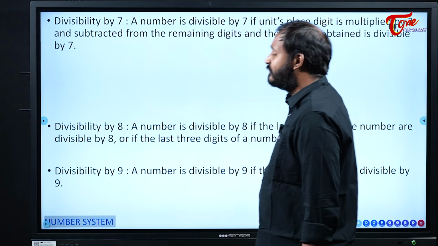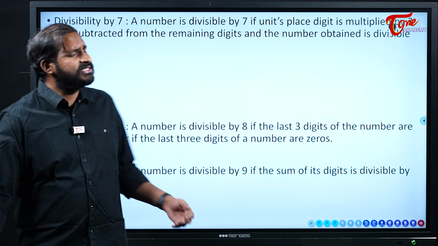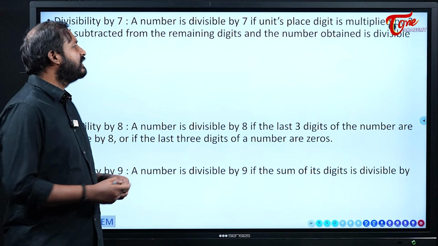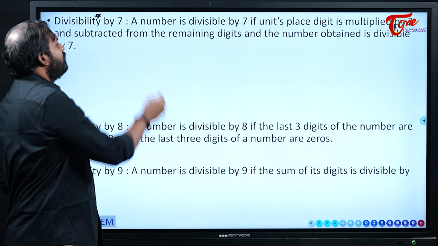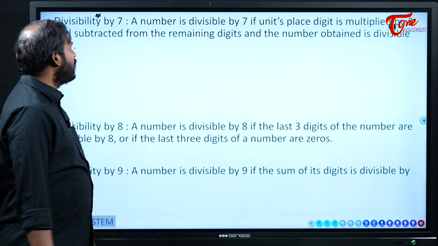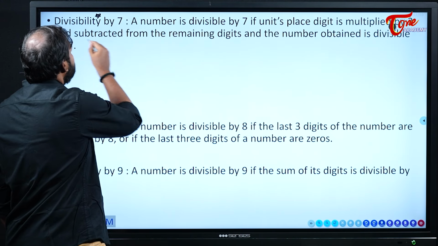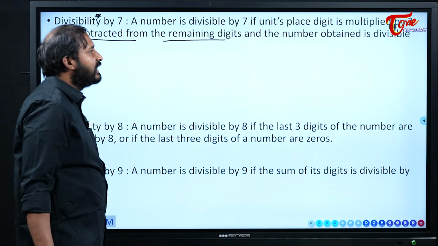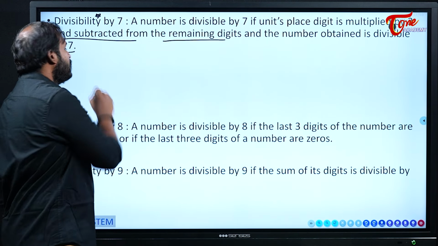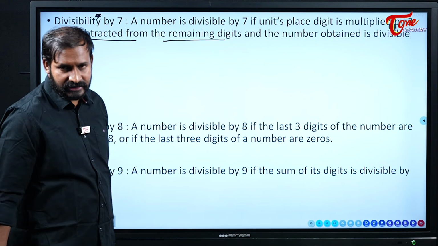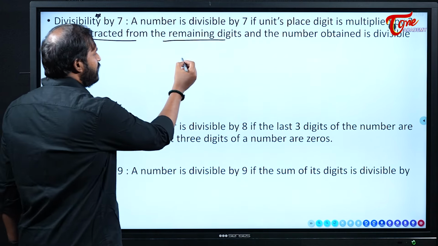Next one, divisibility rule of 7. This is a little bit complicated, and we will not use this divisibility rule of 7 that frequently. A number is divisible by 7 if its units place is multiplied by 2 and subtracted from the remaining digits, and the number obtained is divisible by 7. That means it is like a continuity chain.